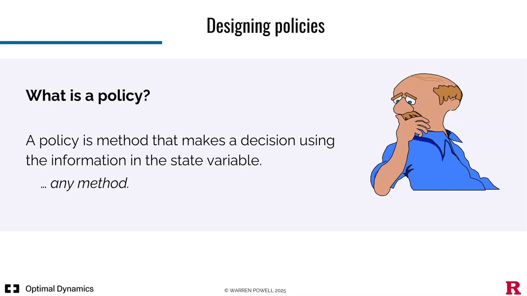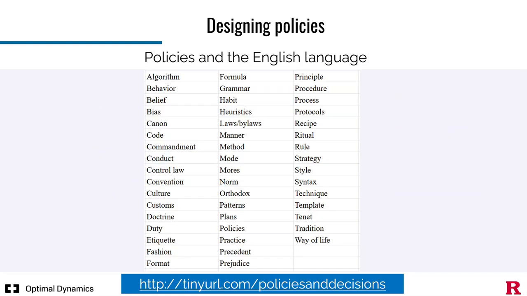So let's first ask the question, what do we mean by a policy? A policy is a method that makes a decision using the information in the state variable, any method. So far, I've come up with 49 ways to say policy in the English language. All of these words in the right context mean this is how to make a decision.